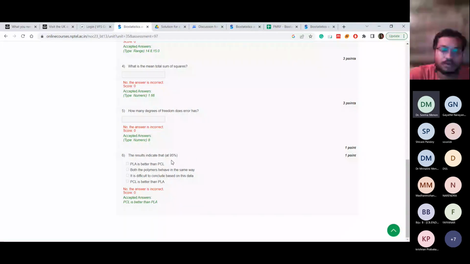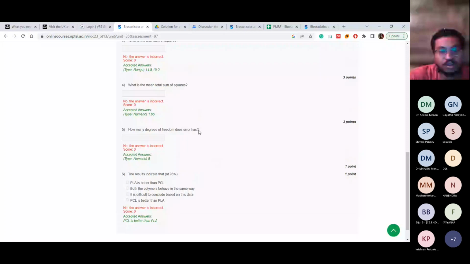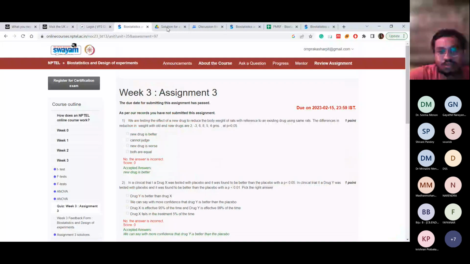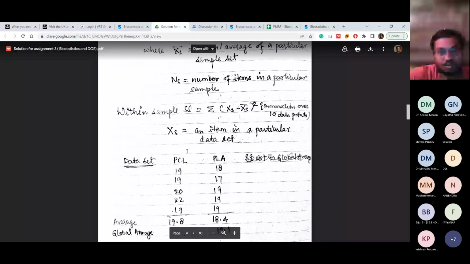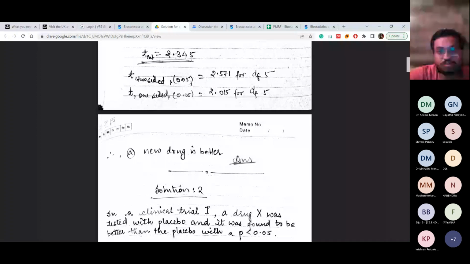Okay. Sir, if suppose the answer was in between, which one would we take? For the purposes of the course, they have chosen to take the value that is significant. So while giving out the solution for the first question here, you can see in the solution, they have calculated both the t values for two-tailed and one-tailed test. And because the one-tailed is significant, they have told new drug is better.